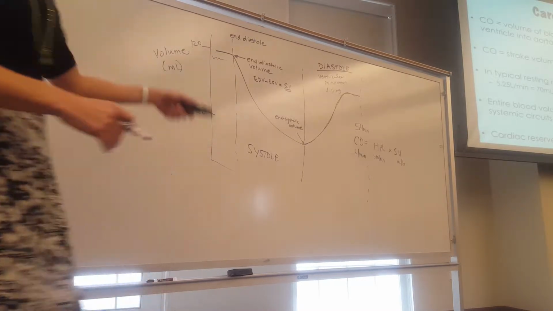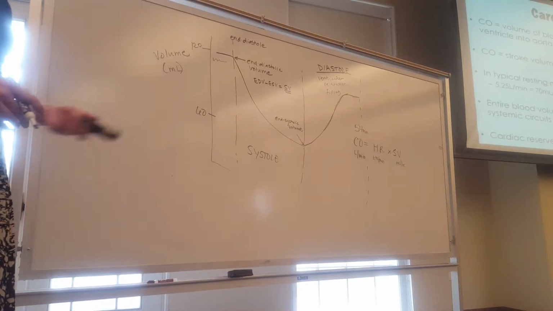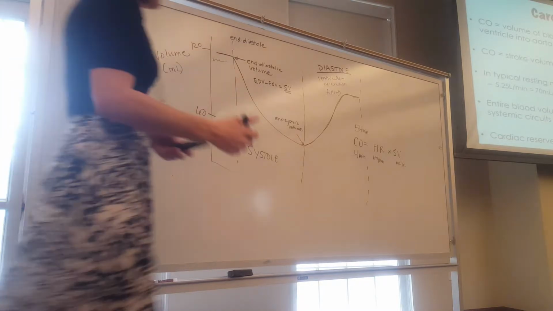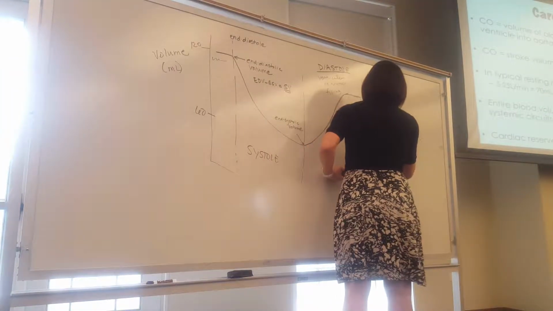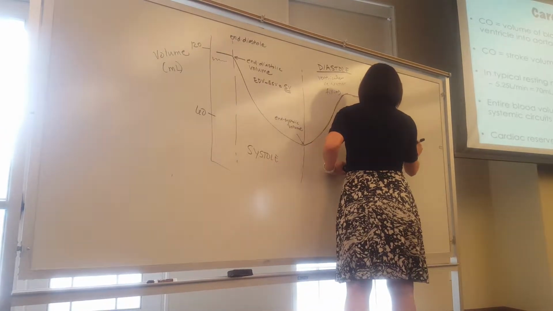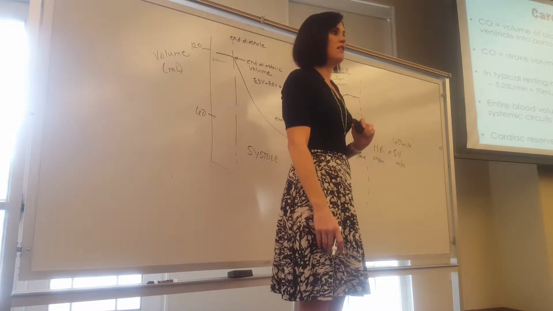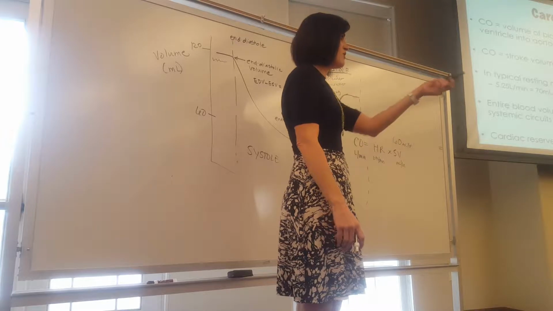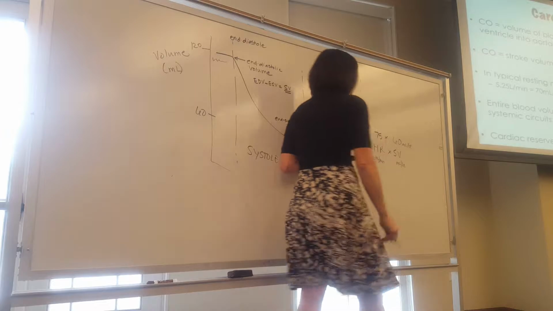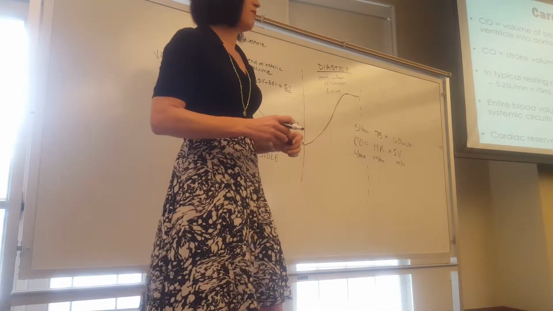How much blood is it? Just look at my numbers on here. What would this stroke volume be? 60. 60 mils per beat. How many times does your heart beat a minute? How much? 75. 75 beats per minute. Somebody calculate that for me. What do you get?